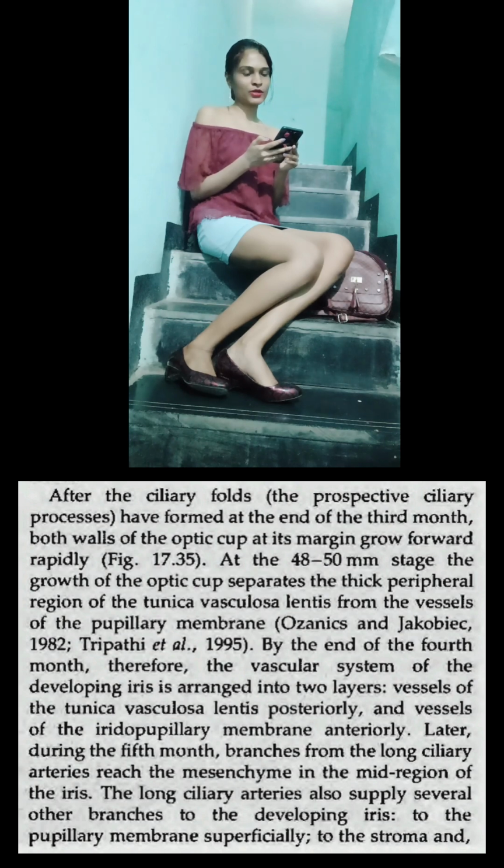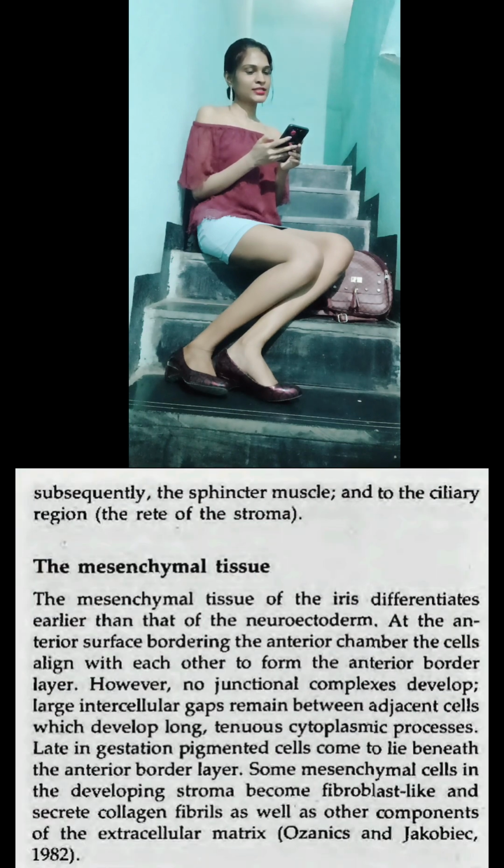By the end of the 4th month, therefore, the vascular system of the developing iris is arranged into 2 layers: vessels of the tunica vasculosa lentis posteriorly and vessels of the iridopupillary membrane anteriorly. Later, during the 5th month, branches from the long ciliary arteries reach the mesenchyme in the mid-region of the iris. The long ciliary arteries also supply several other branches to the developing iris, to the pupillary membrane superficially, to the stroma, and subsequently the sphincter muscle, and to the ciliary region. The rete of the stroma.